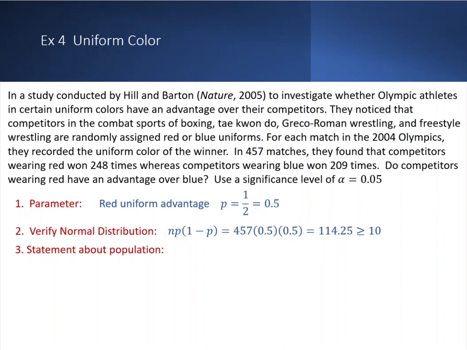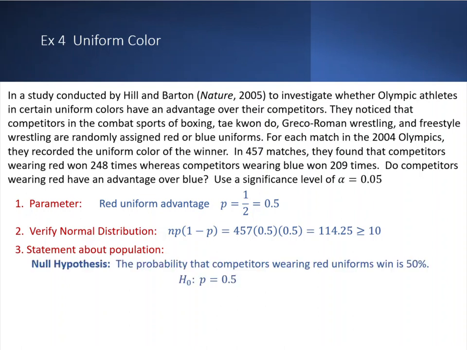Now, what's our statement about the population? Remember, this is the claim, or this is our null and our alternative hypothesis that we want to develop. The null hypothesis, that statement of equality, the part that we always assume to be true, would state that the probability competitors wearing red uniforms win is just 50%. Or in other words, symbolically, H sub 0 says that p is equal to 0.5.